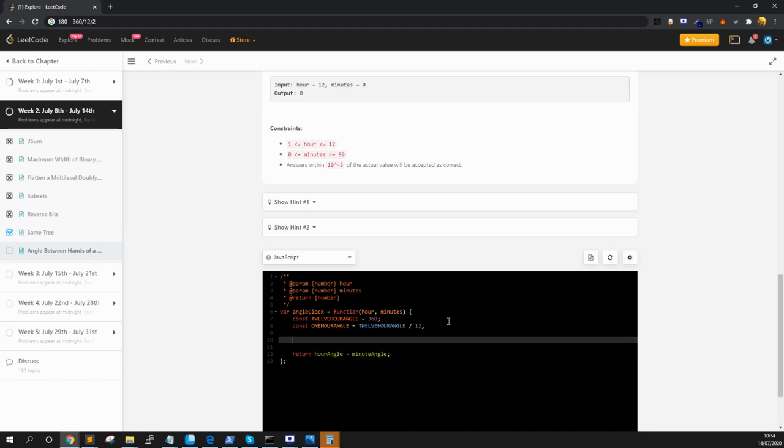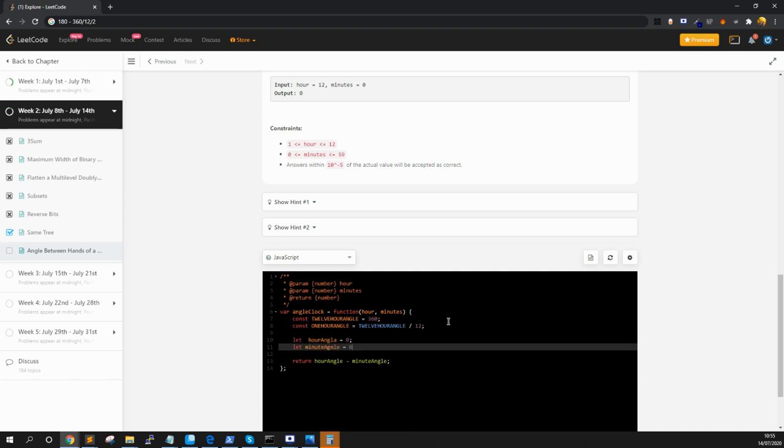So let hour angle equal 0. Let minute angle equal 0. Let's see if I can type those two, because there's a typo. I'm not sure why every time I try to edit this phase, it seems to slow down. So hour angle is 0.